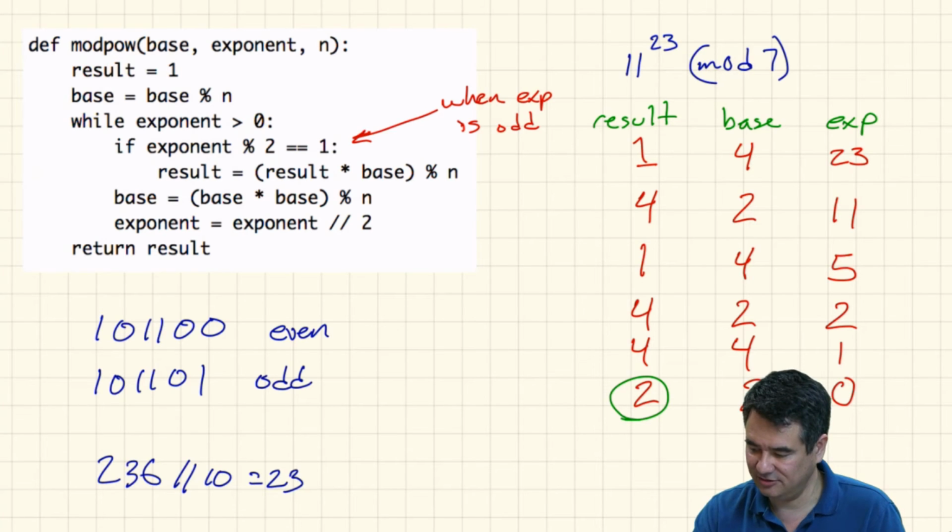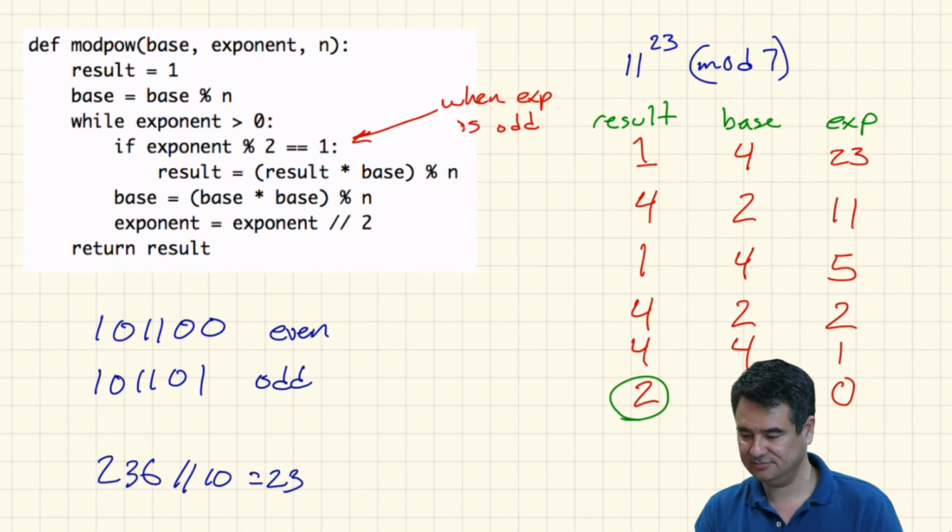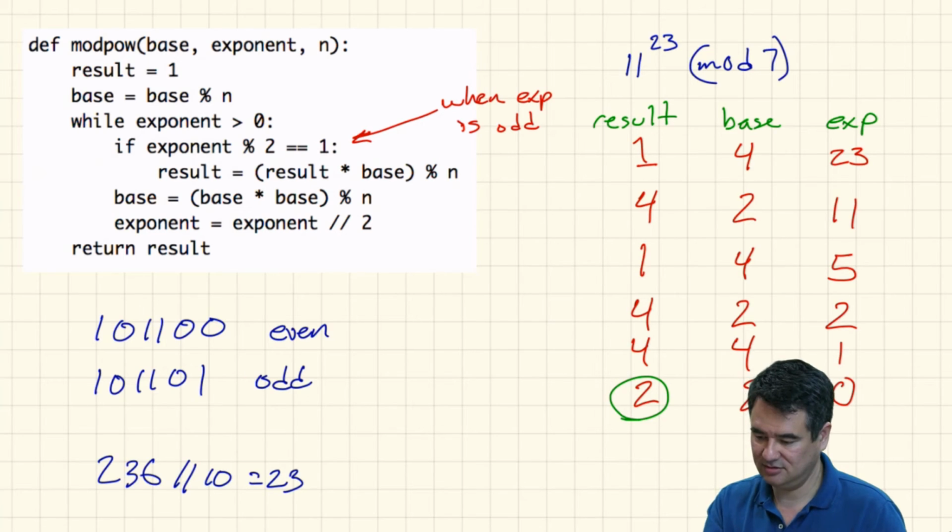Notice that none of the numbers here, anywhere in this table, got very big. Okay, so this is an important algorithm for computers to be able to do exponents, but in a modular counting system. So basically, none of the numbers get bigger than n, whatever that happens to be. All right, so that's exponent in modular arithmetic.